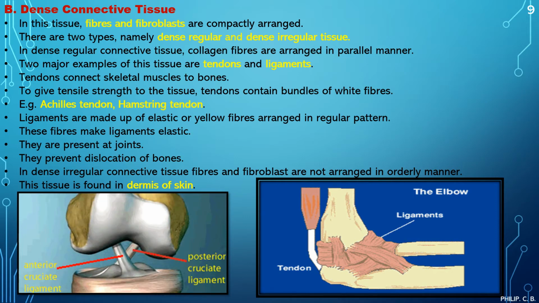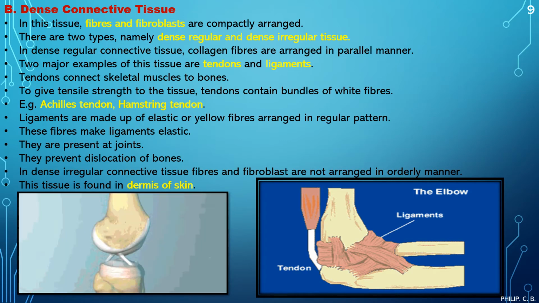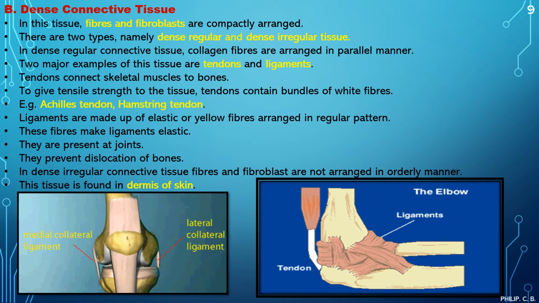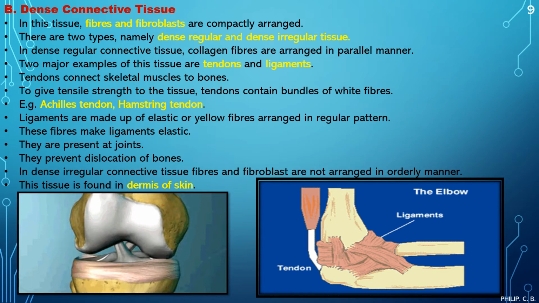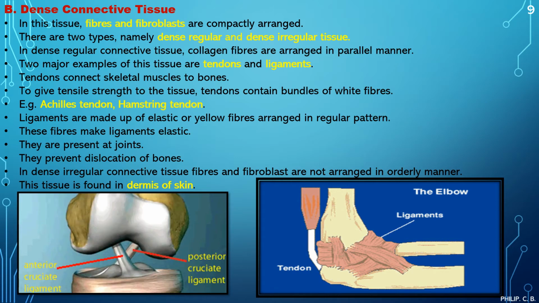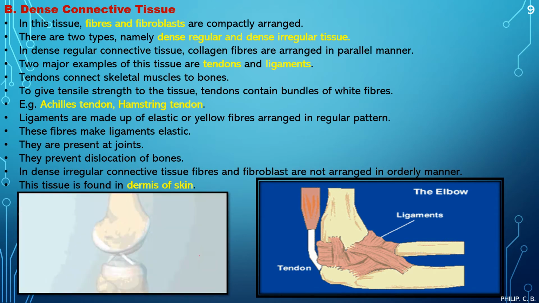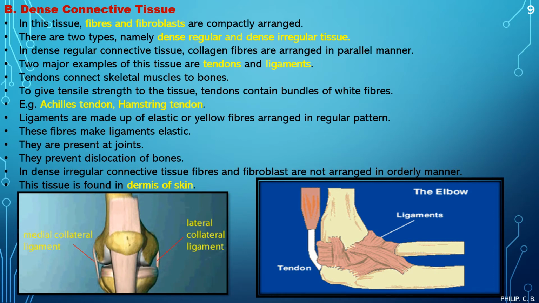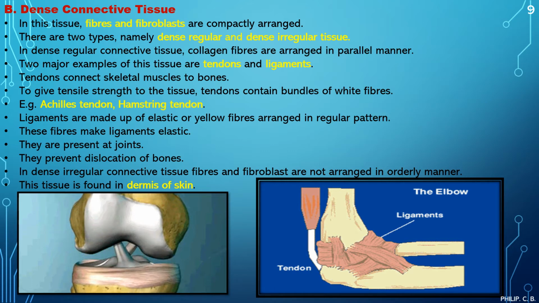Tendons connect skeletal muscles to the bone. So what do tendons do? They connect muscles to the bones. To give tensile strength to the tissue, tendons contain bundles of white fiber, which provide the strength. Examples are the Achilles tendon or hamstring tendon. As I mentioned, if sports persons continuously play without rest, sometimes this tendon, the hamstring or the Achilles, may get slightly ruptured or affected in the long run.